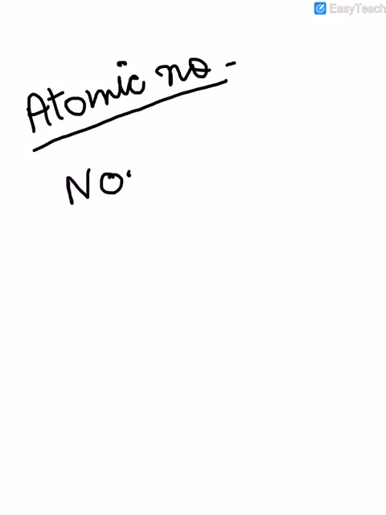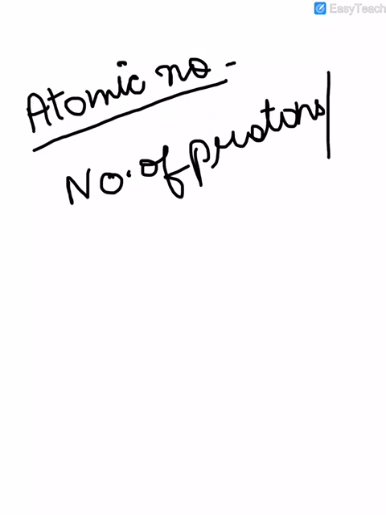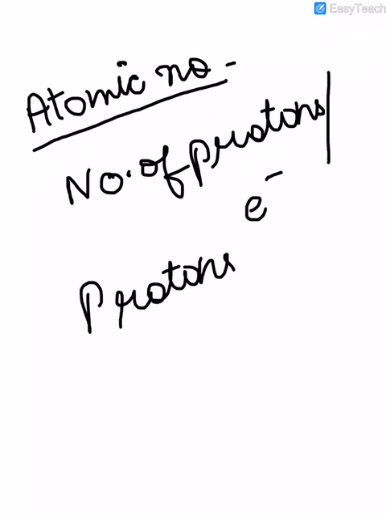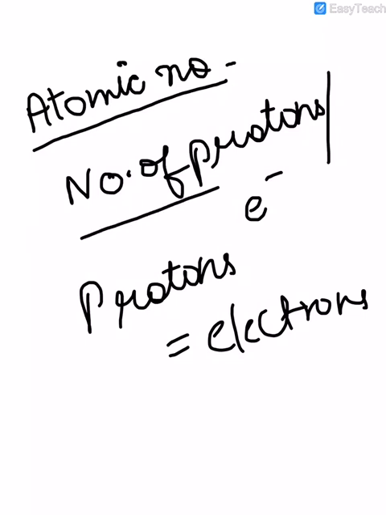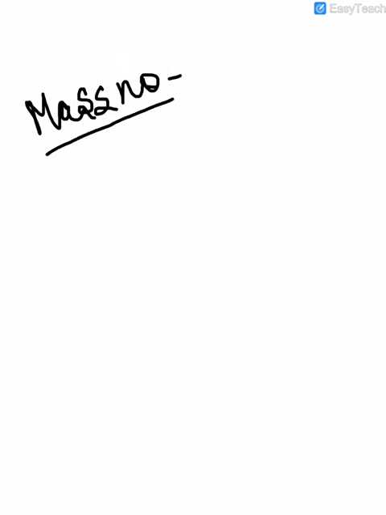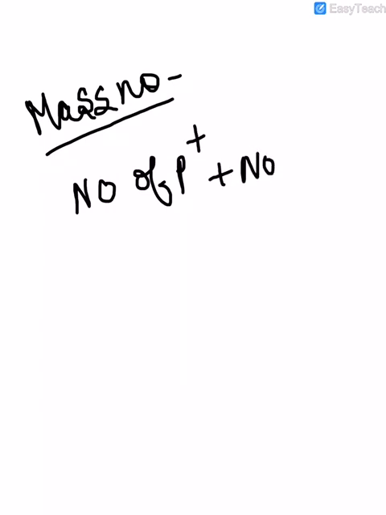So atomic number is the number of protons or the number of electrons, because in a neutral atom the number of protons is equal to the number of electrons. Now our second term is mass number. Mass number is defined as the number of protons plus the number of neutrons.